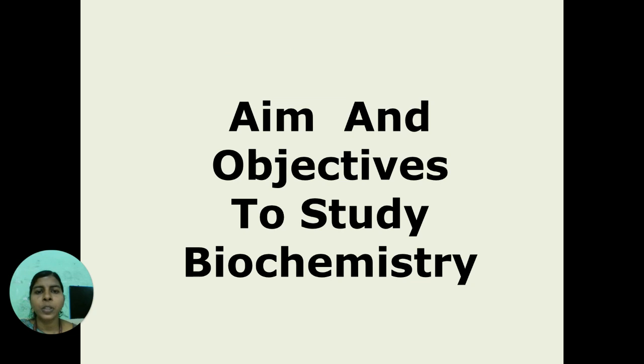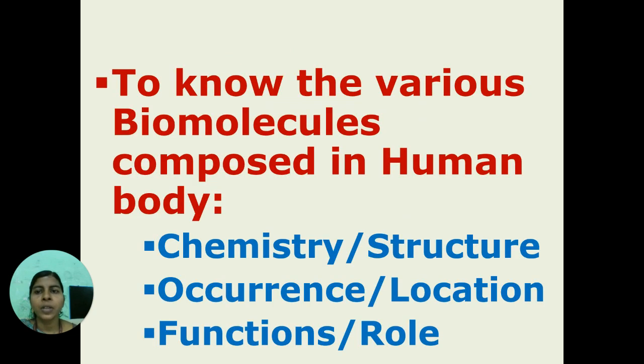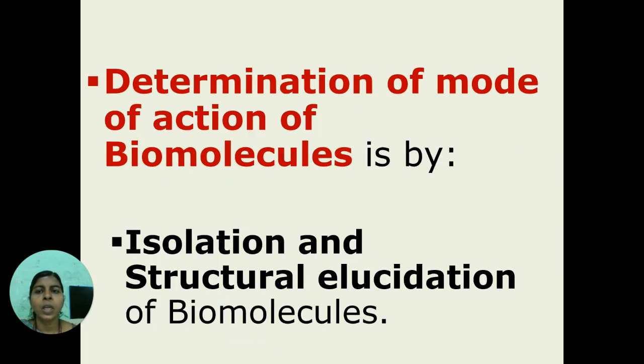Aim and main objective of studying biochemistry. First, it is used to study the various biomolecules composed in the human body, such as their chemistry, structure, occurrence, location, function, and various roles. It is also used to determine the mode of action of biomolecules, and to isolate them and elucidate their structure.